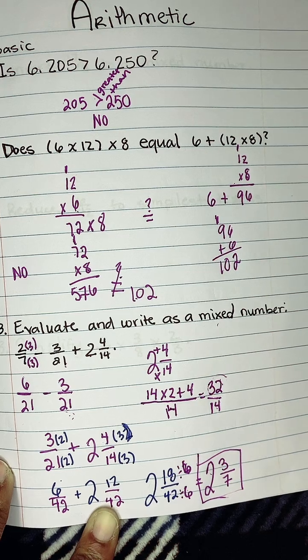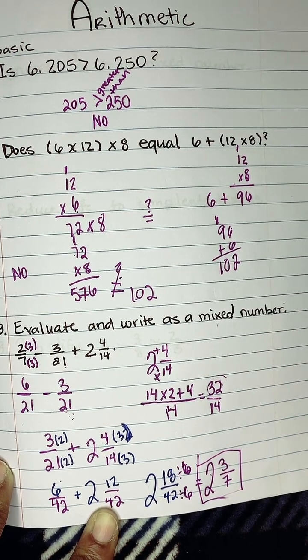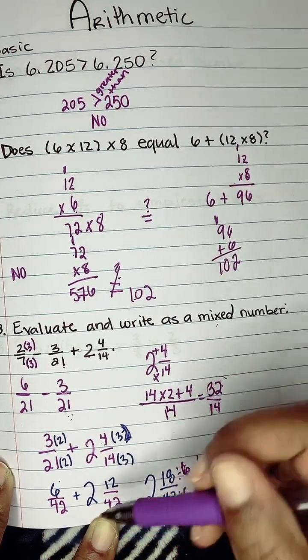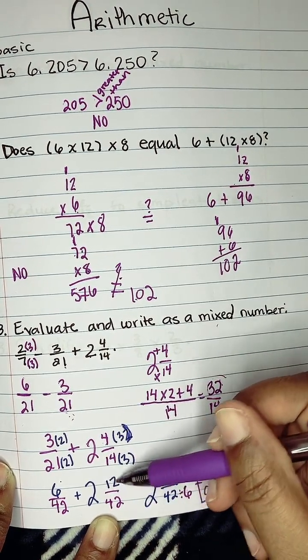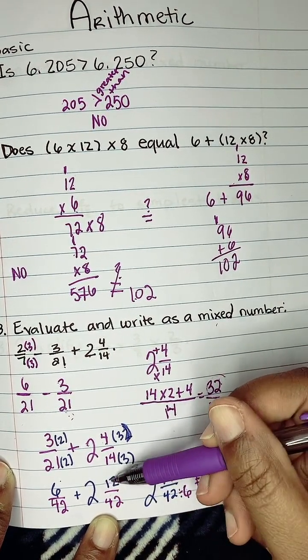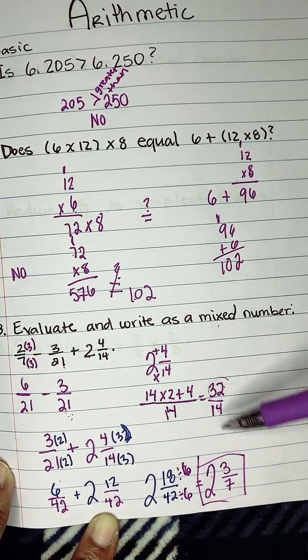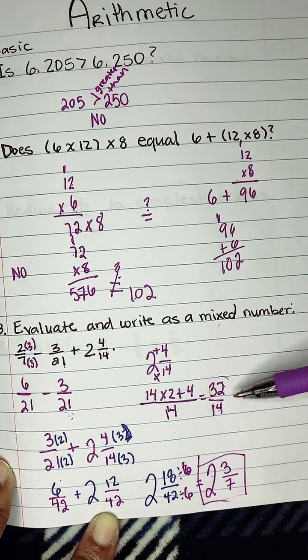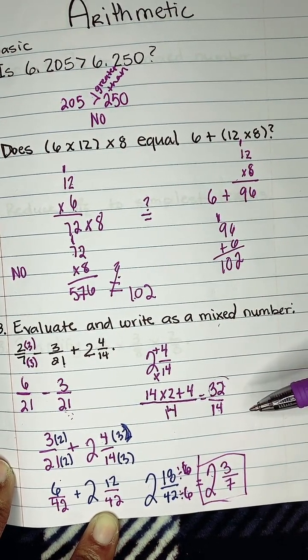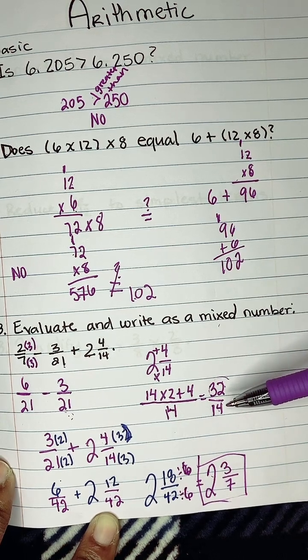Is 2 12/14 improper? No, that's not improper, because this is a mixed number, but whenever the numerator is smaller than the denominator, it's called a proper fraction, not improper. Great questions, you guys.